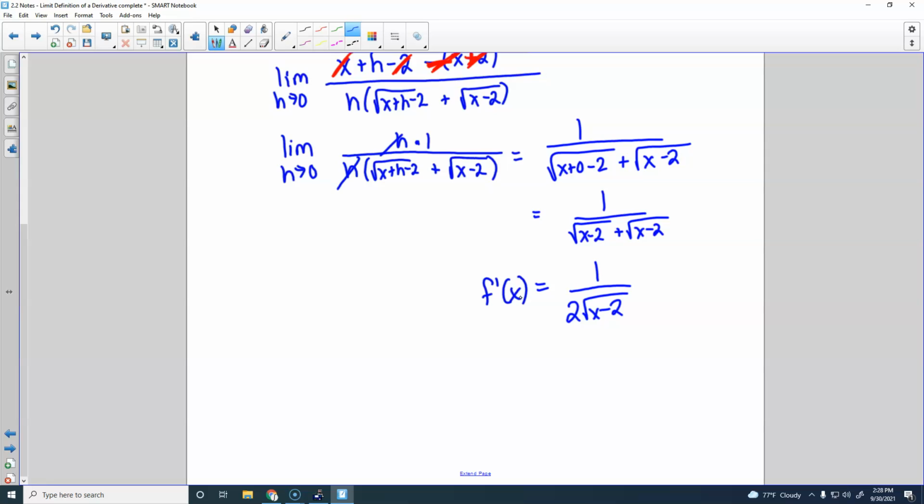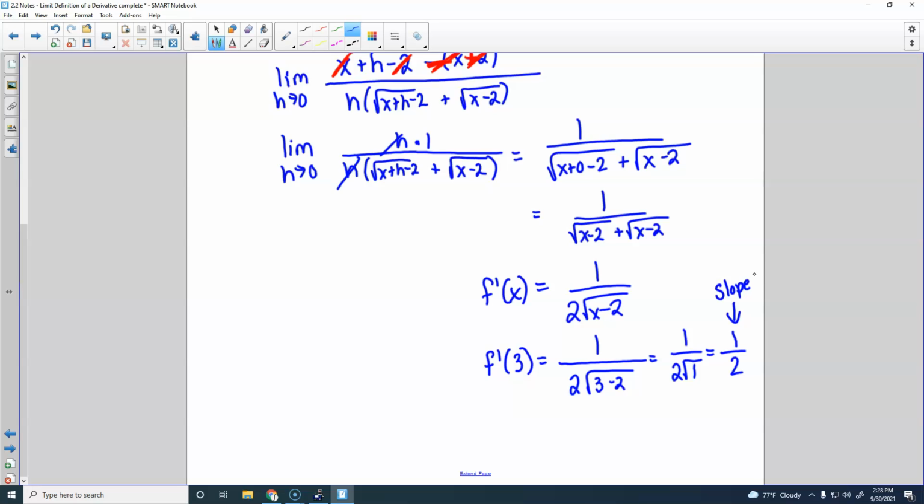Find it at 3. We're going to find f prime of 3, which is 1 over 2 times square root of 3 minus 2, which is 1 over 2 times square root of 1. And what is the square root of 1? 1, so this is just 1/2. So we did all of that work to find that this was our slope.